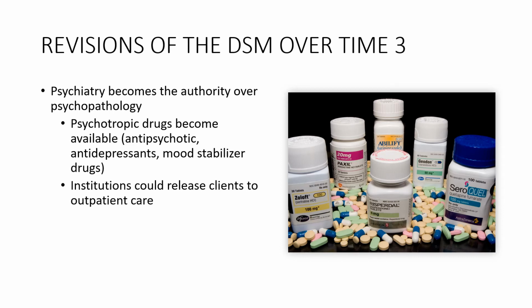Psychiatry becomes our authority over psychopathology, as we were talking about before, because psychiatrists usually have a medical degree. Psychotropic drugs become available, such as antipsychotics, antidepressants, and mood stabilizer drugs. And institutions could release clients to outpatient care because if they take these medications on a regular basis, then they manage their mental health, they can actually live outside and it'll be totally fine, which is what we want, right? The least amount of restriction for each person.